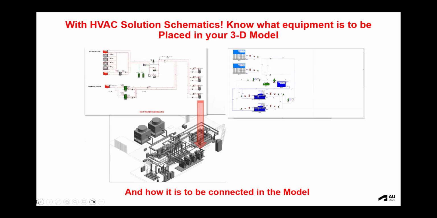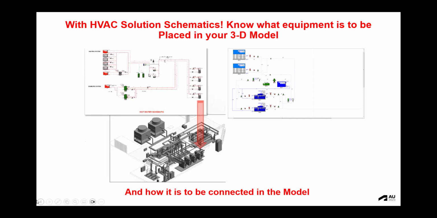Now, by creating your system schematics, a user knows what equipment is to be placed in your 3D model and how it's to be connected. Many times, different people are doing the Revit layout and drawing, as might be the engineer that's doing the schematics. So by giving an engineer this schematic, they'll see there's 4 boilers in that schematic and 4 boilers down in the Revit model. 2 cooling towers in the schematics, 2 cooling towers in the Revit model, pumps, tanks, etc.